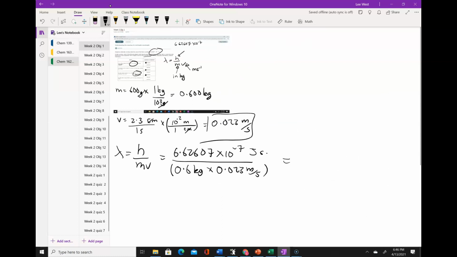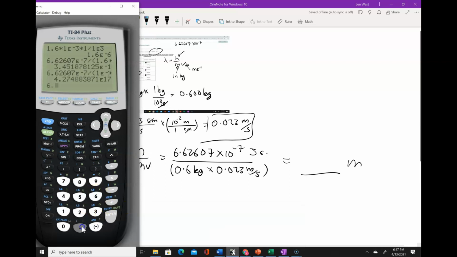Now, we're going to turn this into centimeters, but the de Broglie formula to begin with will give it to us in meters. So the alternate Planck's constant, 6.62607 by 10 to the minus 7, divided by the product of the mass in kilograms, 0.6 kilograms, times the velocity in meters per second. There we go. Enter. And here's our answer, 4.80 by 10 to the minus 5 meters.